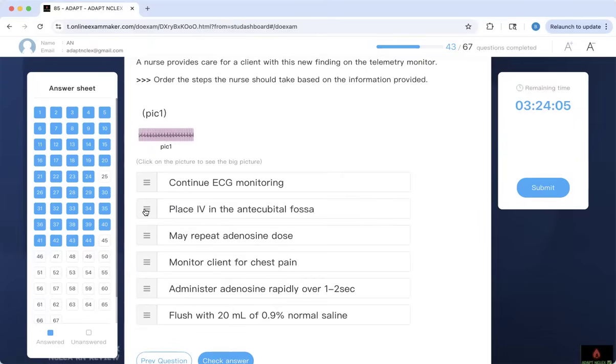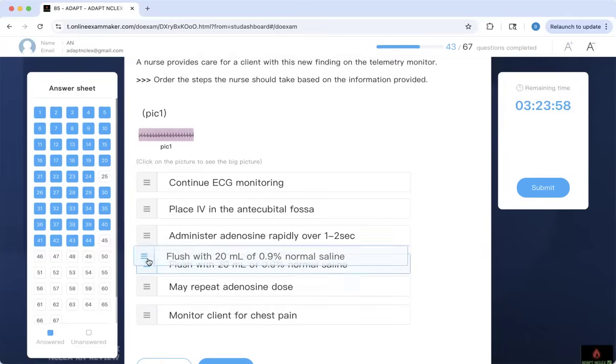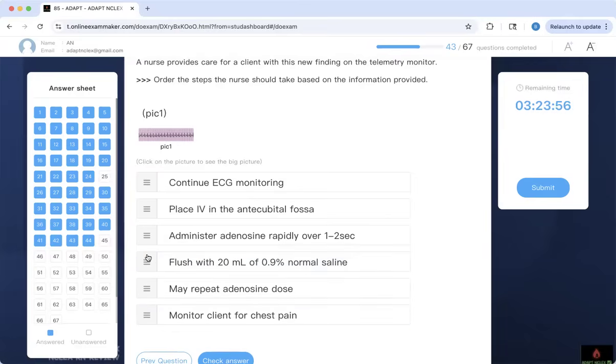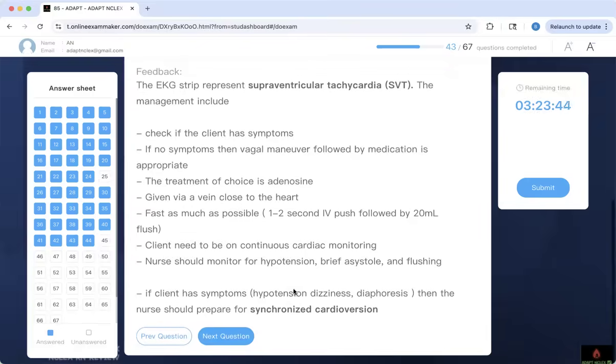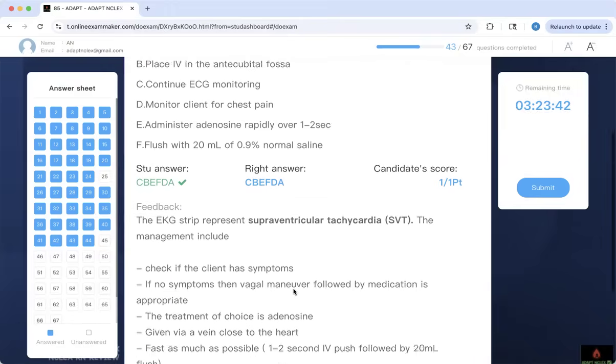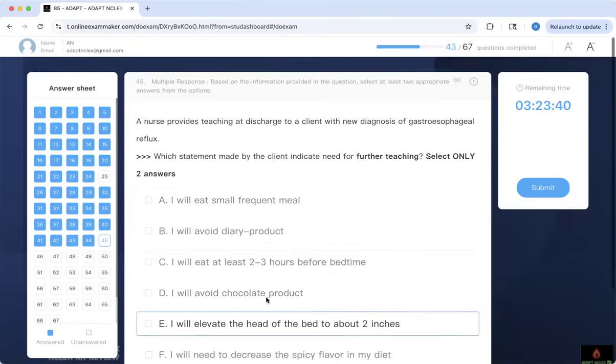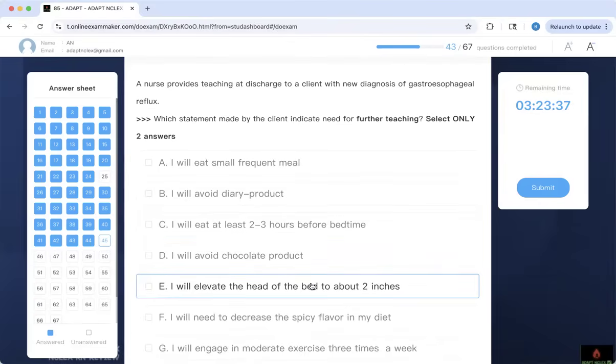And then we got to administer adenosine very short and fast, 1 to 2 seconds. And then you got to flush it as much as possible. Then you got to monitor chest pain because their heart is going to stop. And then you may repeat the dose. Write these down. These are the steps associated with SVT and the management of it. It's very, very important, and it's good to know. Classic NCLEX question.